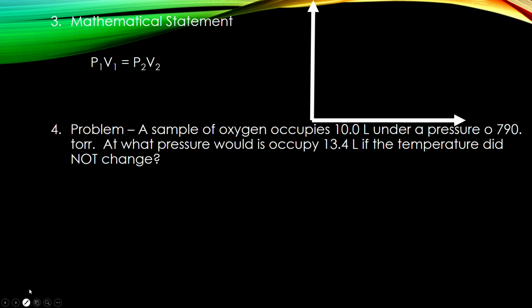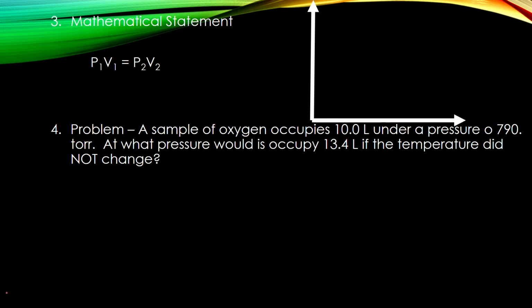Okay. So let me draw here what the graph would look like. Basically, as I'm increasing one, I am decreasing the other. So it could look something like this, or it could even look something like that. That's what an inverse relationship actually looks like. Okay.